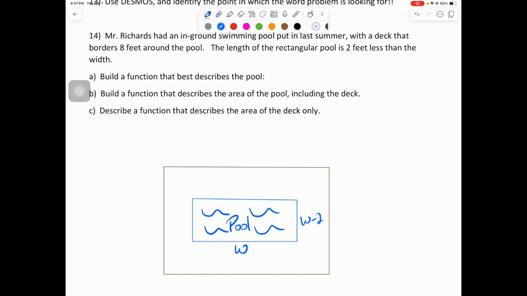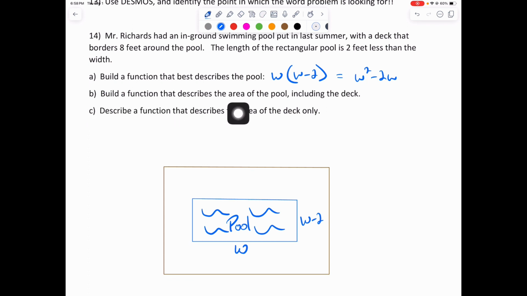So if we write our function, we will simply write W and in parentheses, W minus 2. And then if you distribute that W, that is equal to W squared minus 2W. Awesome job. Thank you so much. Let's move on to B.